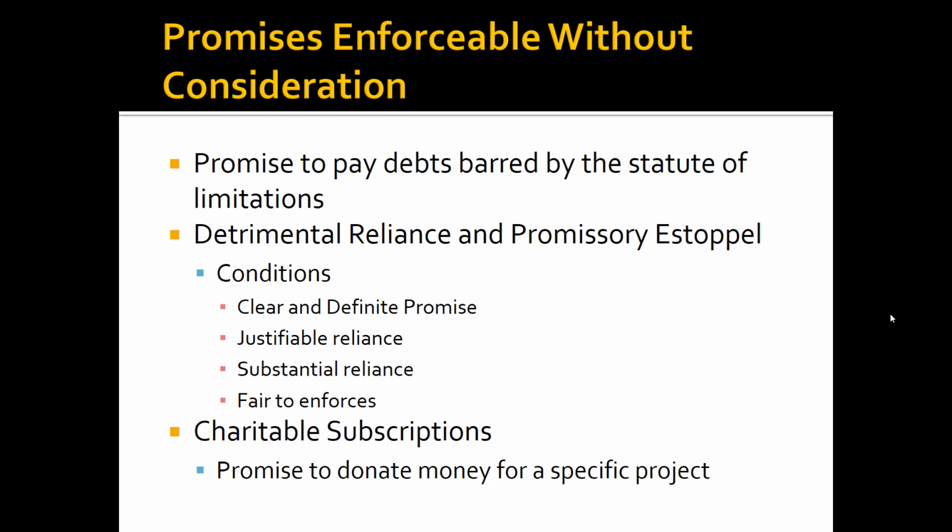The detrimental reliance and promissory estoppel, we talked about that in the past, but basically you have a clear and definite promise from one party. Hey, will you do this or sell me that? You have reliance upon that. The reliance is substantial. It becomes fair to enforce it. The other promises enforceable without consideration, strangely enough, are charitable subscriptions.